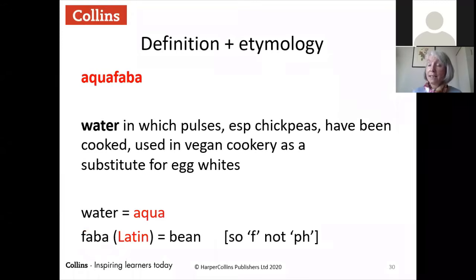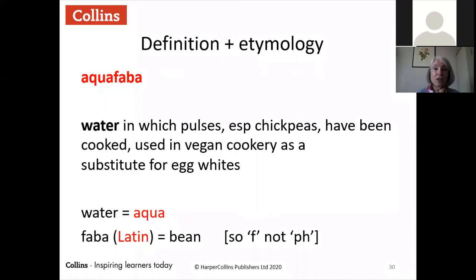So as I said, if you're asked to spell the word qigong, there might be information in the definition that helps. And when you put that together with information from where the word comes from, you can put the two together and it gives you really good clues to spelling. So thinking about this word, aquafaba, which is water in which chickpeas and soybeans have been cooked and is used in vegan cookery as a substitute for egg whites.